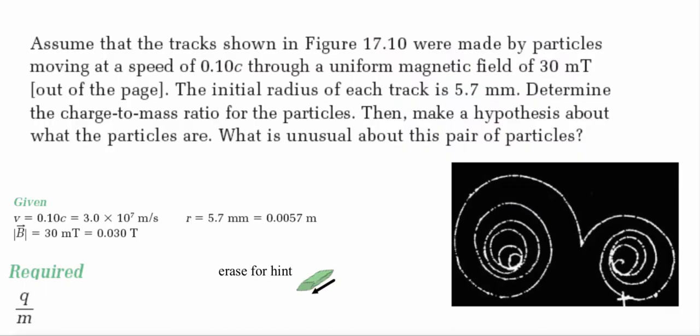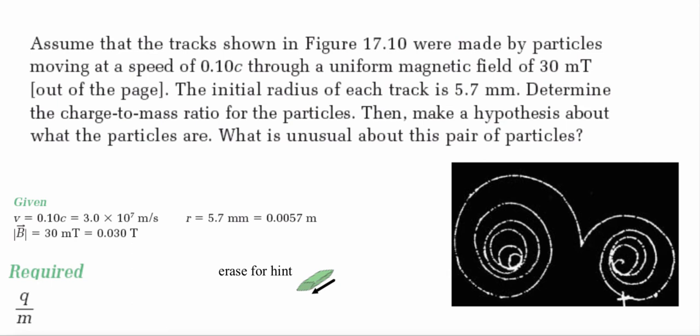So now let's look at our first example. Assume that the tracks shown in this figure down here were made by particles moving at a speed of 0.1 times the speed of light through a uniform magnetic field of 30 milliteslas out of the page. The initial radius of each track is 5.7 millimeters. Determine the charge to mass ratio for the particles. Then make a hypothesis about what the particles are.